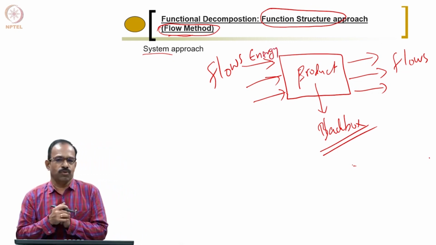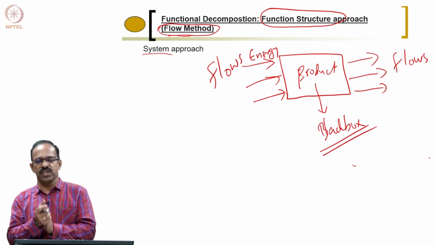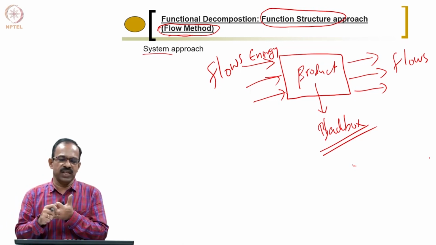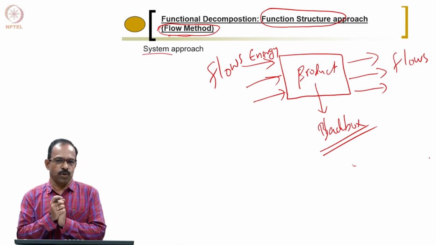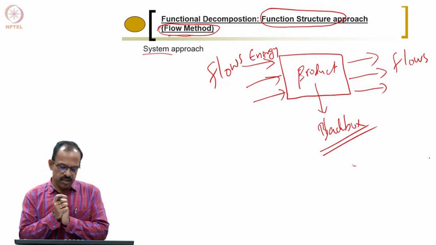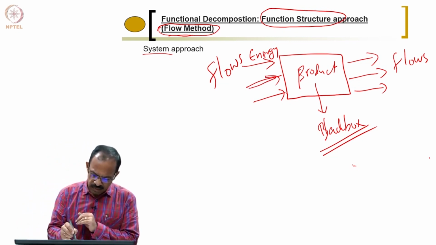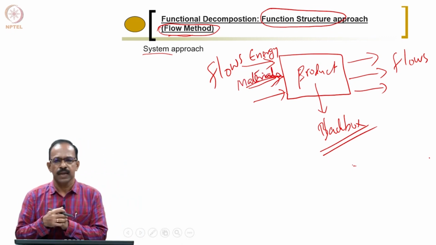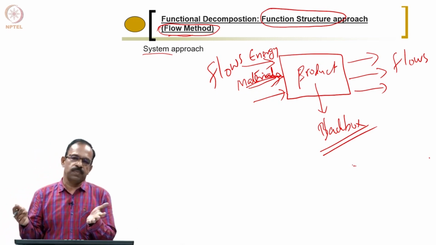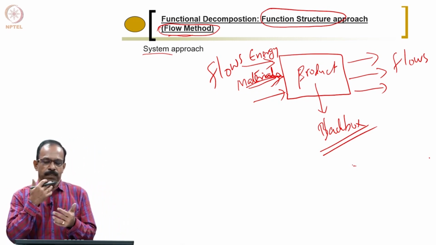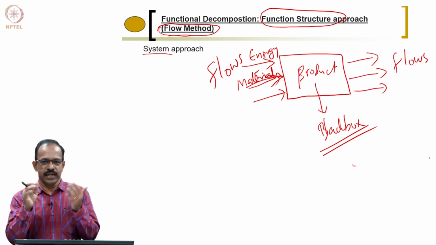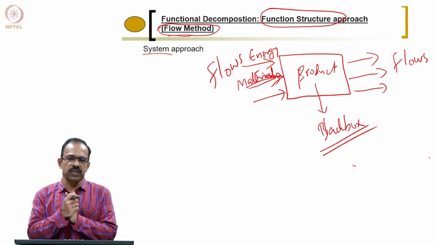So, any product or most of the products will be having some kind of energy as an input, be it electrical energy or mechanical energy or human energy. Some energy will be going inside the product, and in addition to the energy, another input will be the material. So, we say that there will be some materials going inside. Depending on the product, this material may change. In the case of a washing machine, the materials are soap powder, water and then dirty clothes. So, these are the materials which are going inside.